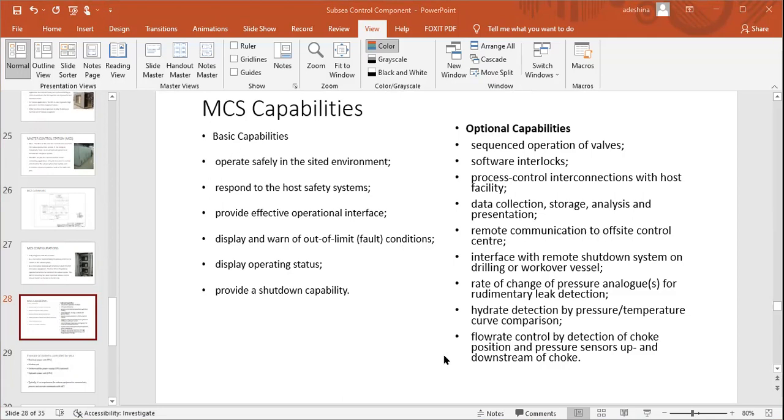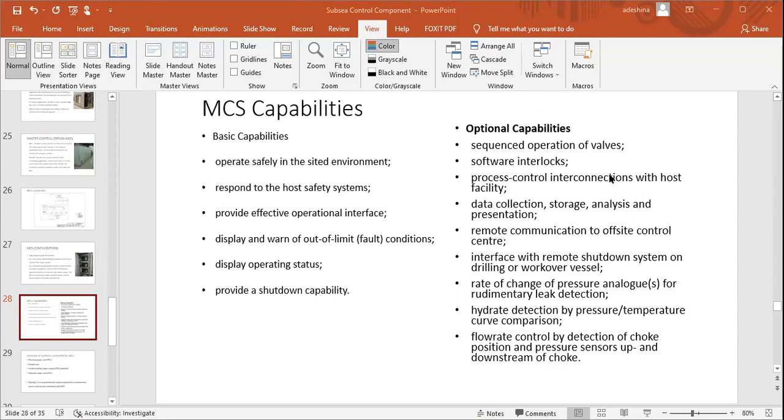provide effective operational interface from topside to our subsea equipment, display and warns of out of limit or fault conditions. This is how we know if we have some form of fault along the line. It will tell us by a beeping light on the display system. Also display operating status to show if it is green, everything is fine. All right, and also provide a shutdown capability. You can also shut in our well from our MCS.